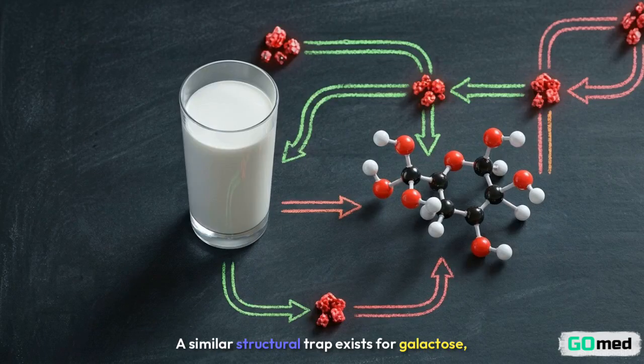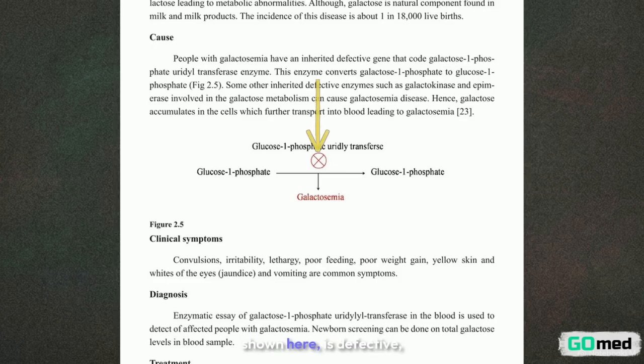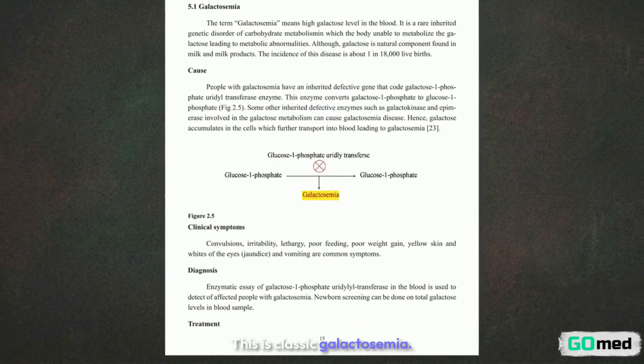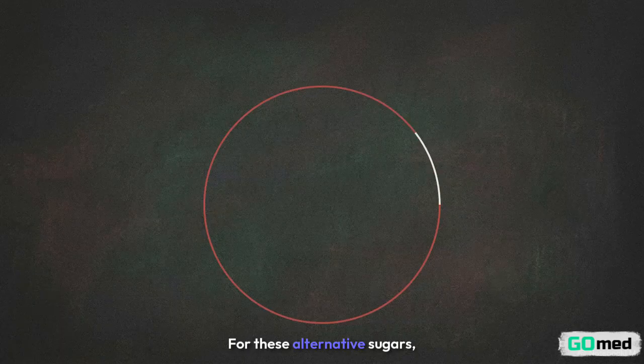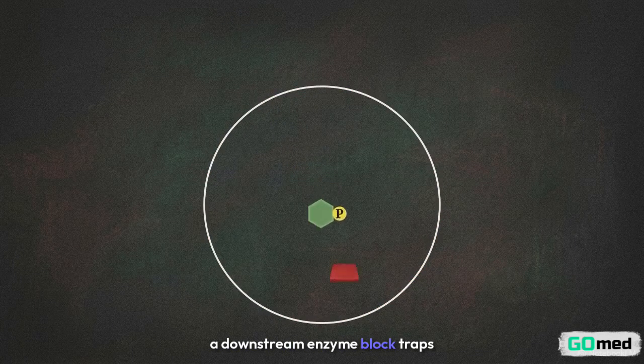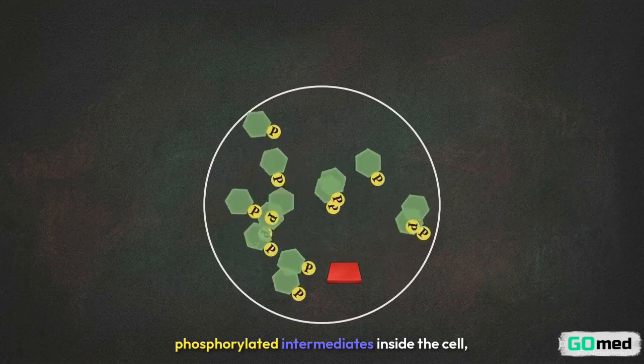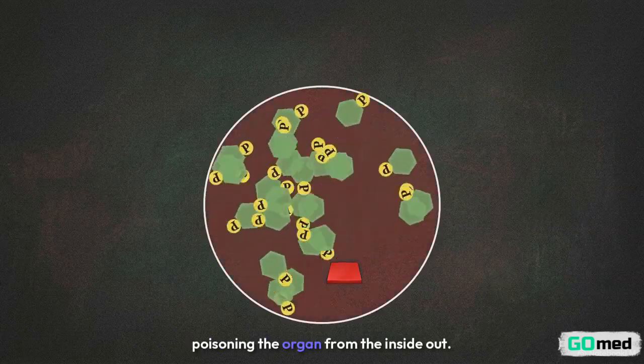A similar structural trap exists for galactose, the monosaccharide derived from milk. When the GALT enzyme, shown here, is defective, galactose 1-phosphate accumulates in tissues. This is classic galactosemia. Affected infants develop jaundice, liver damage, and pediatric cataracts. For these alternative sugars, a downstream enzyme block traps phosphorylated intermediates inside the cell, poisoning the organ from the inside out.